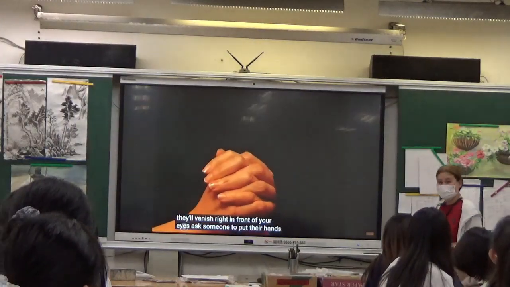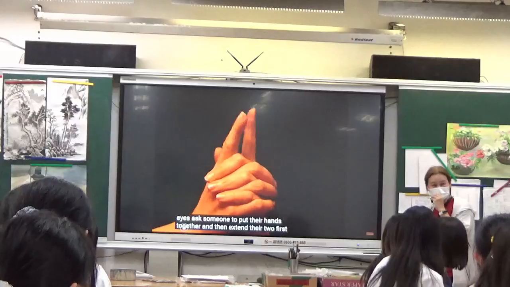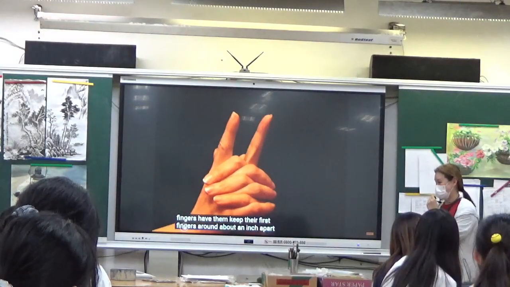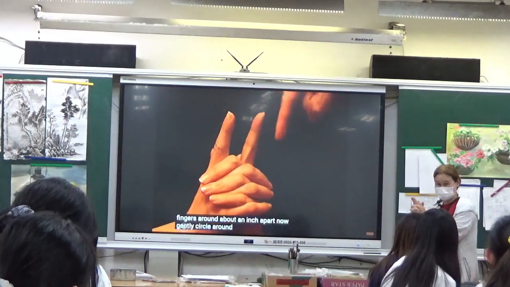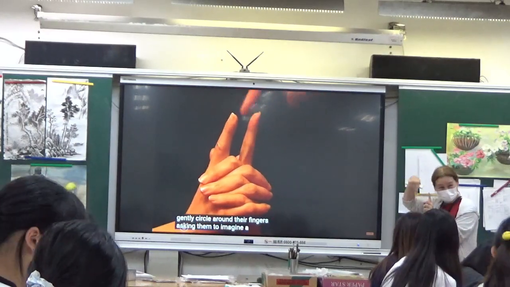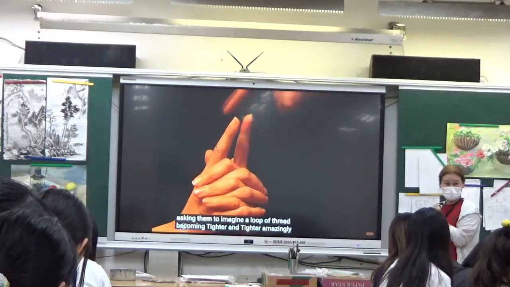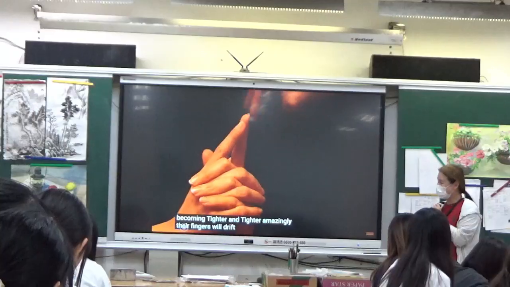Ask someone to put their hands together and extend their two first fingers. After their first fingers go round about an inch apart, now gently circle around their fingers, asking them to imagine a loop of thread becoming tighter and tighter. Amazingly, their fingers will drift together.